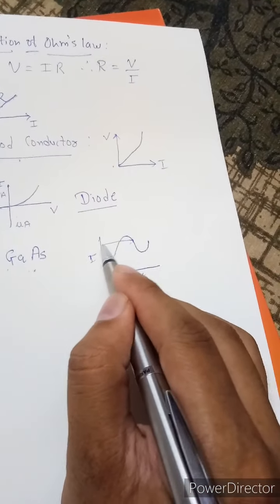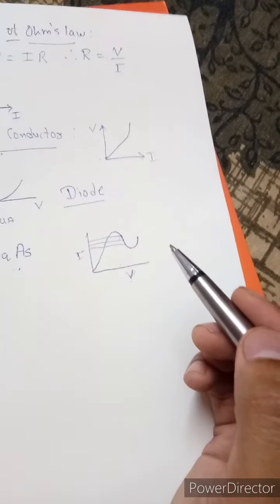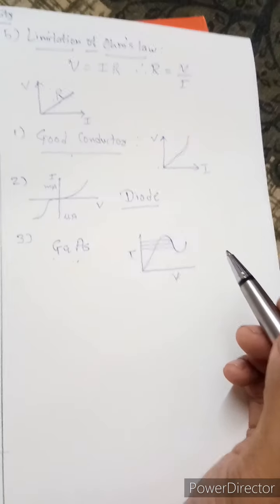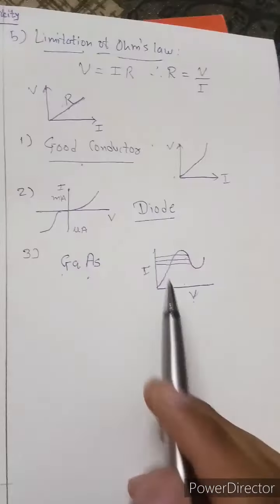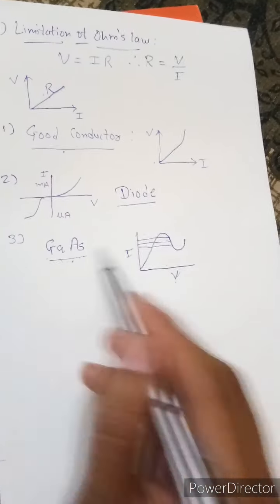Means for the same voltage, more than two values you can find for the current. So it is a drawback of Ohm's law. So from this we can say that there are three drawbacks: one for the good conductor, second one for diode, and third one for gallium arsenide.